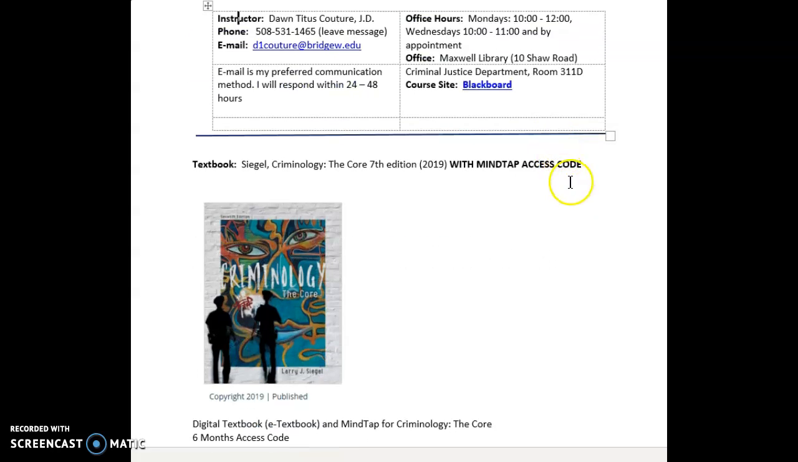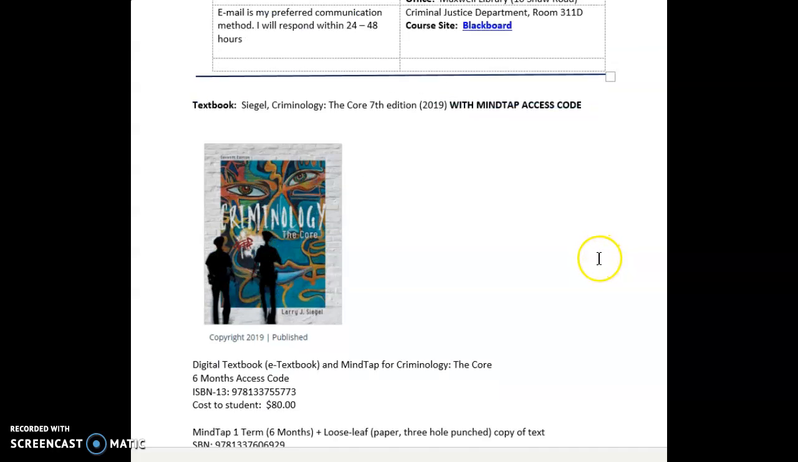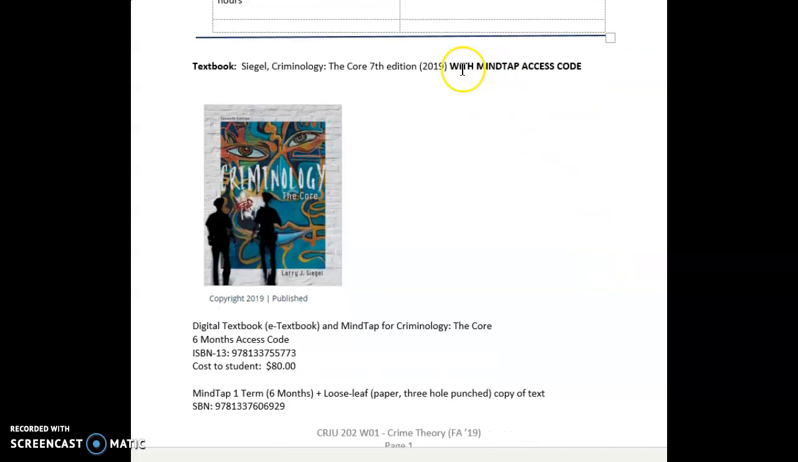The textbook for this course is Siegel, The Core, 7th edition. You must have a MindTap access code, which you will need in order to access the book, so you must buy a new product. If you buy a used textbook, there is a high probability that the access code will not work.